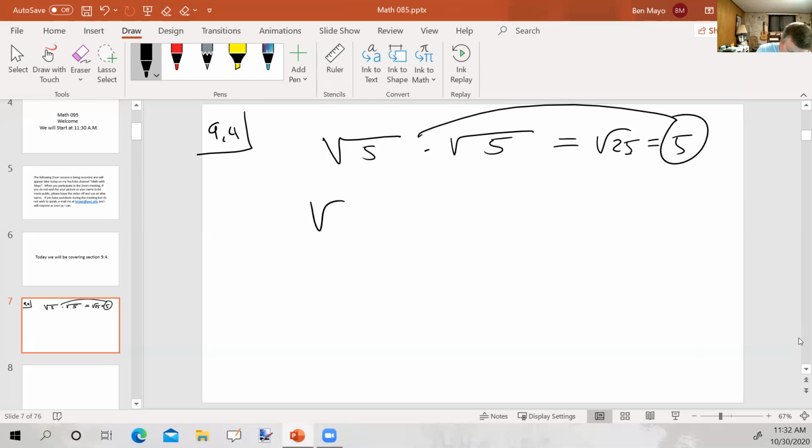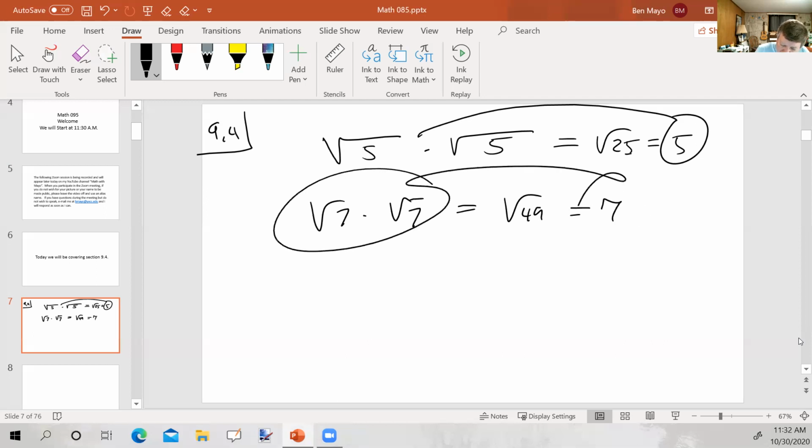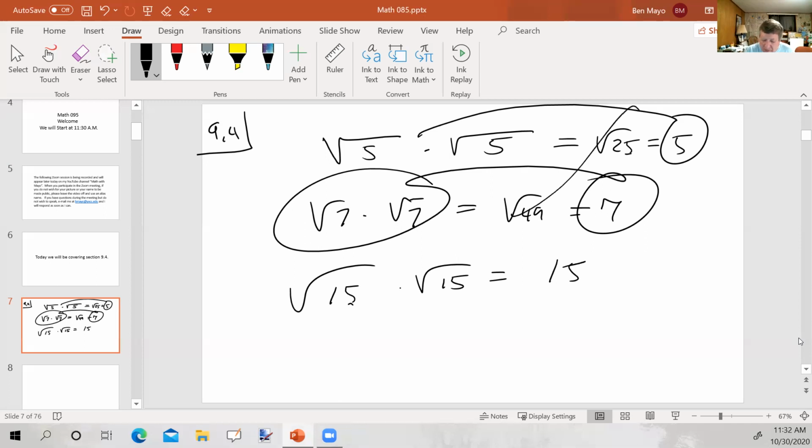What's the square root of 7 times the square root of 7? The square root of 49. Yes, which is 7. But again, we could actually just go straight there. What's the square root of 15 times the square root of 15? Just give me the final answer. 15. Right. That's what I was trying to get you to do, to skip this step and say, oh, it's just 15, okay?